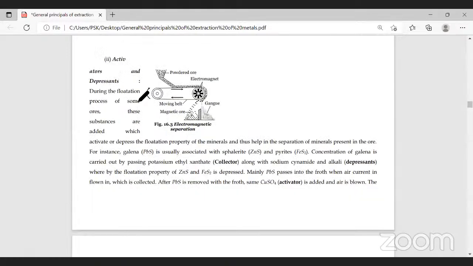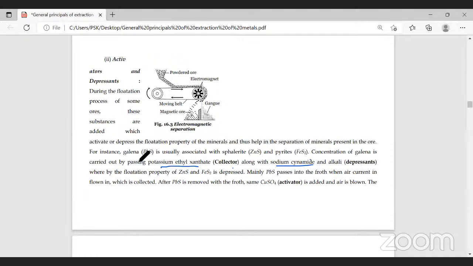All right. So in froth flotation, we use activators and depressants. You can see here, for instance, galena is usually associated with sphalerite, zinc sulfide, and iron pyrites, iron sulfide. Concentration of galena is carried out by passing potassium ethyl xanthate as a collector, along with sodium cyanide, an alkali. It's a depressant.